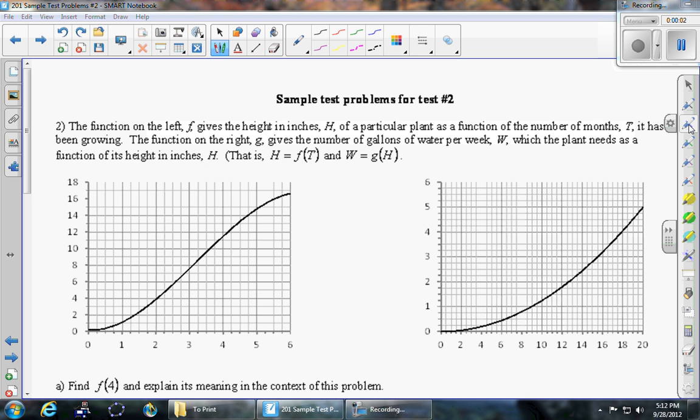This is problem number 2 on the sample test problems for test number 2. The function on the left, f, gives the height in inches, h, of a particular plant as a function of number of months, t, it has been growing. Before we move on, I'm just going to start labeling these things with their letters. So in this case, the function is f, and so the vertical axis here is h, height in inches, and the horizontal axis is t, which is time, and it's measured in months.